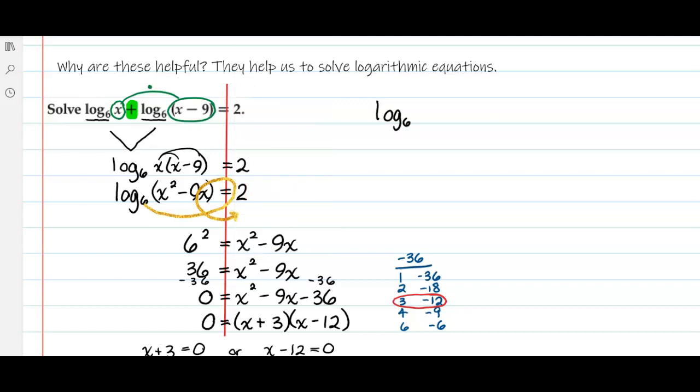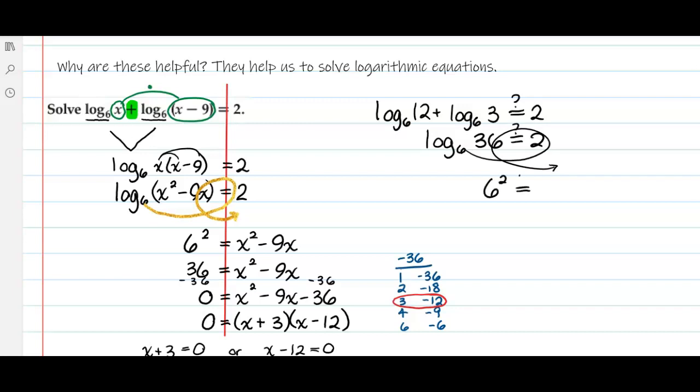The log base 6 of 12 plus the log base 6 of 12 take away 9, that's 3. Does that equal 2? Well, combining our logarithms with the multiplication, we get the log base 6 of 36 equals 2. And using the exponential form, 6 squared, does that equal 36? 6 to the second power, is it 36? And the answer is yes.